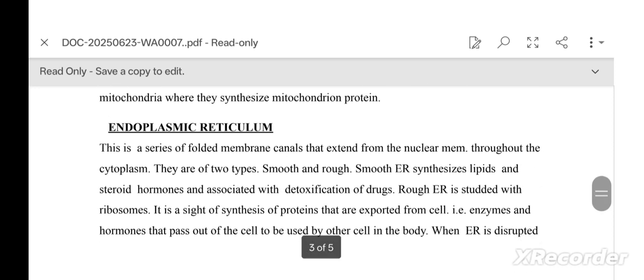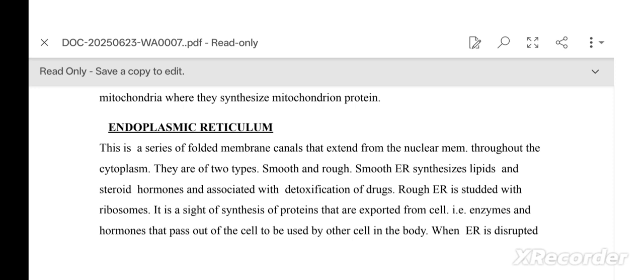Now let's see the endoplasmic reticulum. It is a series of folded membrane canals that extend from the nuclear membrane throughout the cytoplasm. They are of two types, smooth and rough. Smooth endoplasmic reticulum synthesizes lipids and steroid hormones and is associated with detoxification of drugs. Rough endoplasmic reticulum is studded with ribosomes. It is a site of synthesis of proteins that are exported from the cell, for example enzymes and hormones that pass out of the cell to be used by other cells in the body.